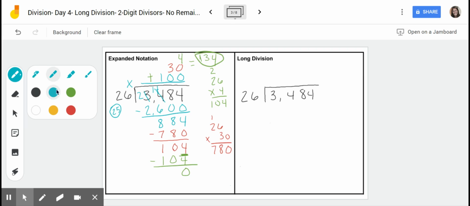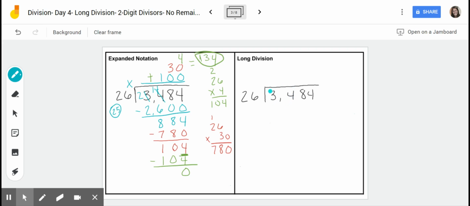Now, as I told you the other day, when we were dividing with one-digit divisors, I was starting with the first largest digit in my dividend and asking myself if I could make groups of my divisor out of that digit. Now, we have 26 and our first digit is 3. Obviously, we cannot make a group of 26 out of 3. So when we are working with two-digit divisors, we've got to start out by looking at the first two digits. So I see 34 here, and I know that I can make one group of 26 out of 34.